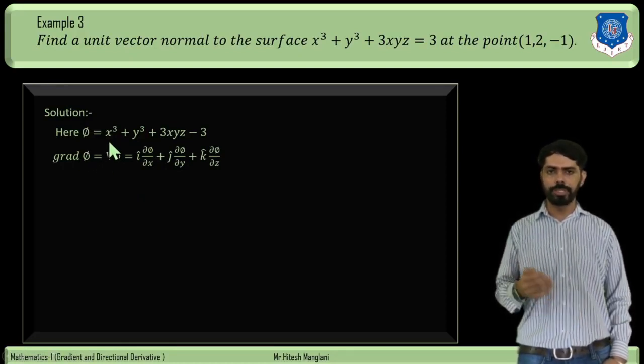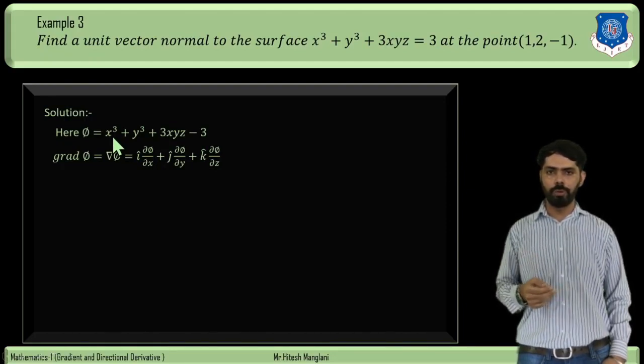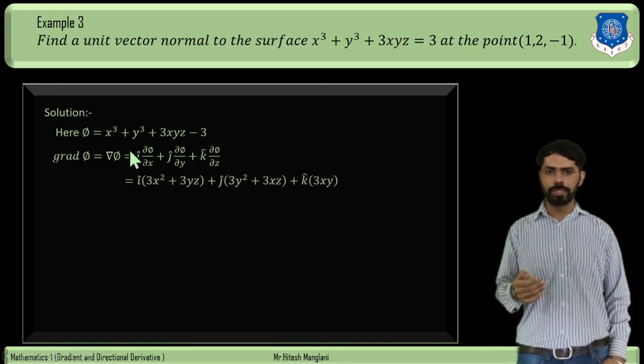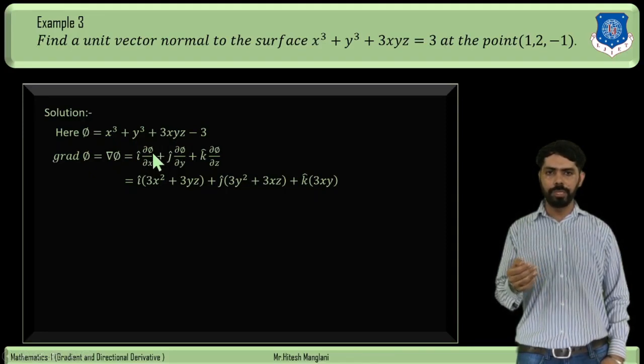So here the first term is x cube. The derivative of x cube with respect to x will be 3x square. So here it will be i into 3x square plus, the second term is y cube, which is constant, so the derivative of that term will be 0. Now think about the third term, which is 3xyz, and we are partially differentiating with respect to x, so the derivative of x with respect to x is 1, so here it will be 3yz, and the derivative of 3 will be 0.